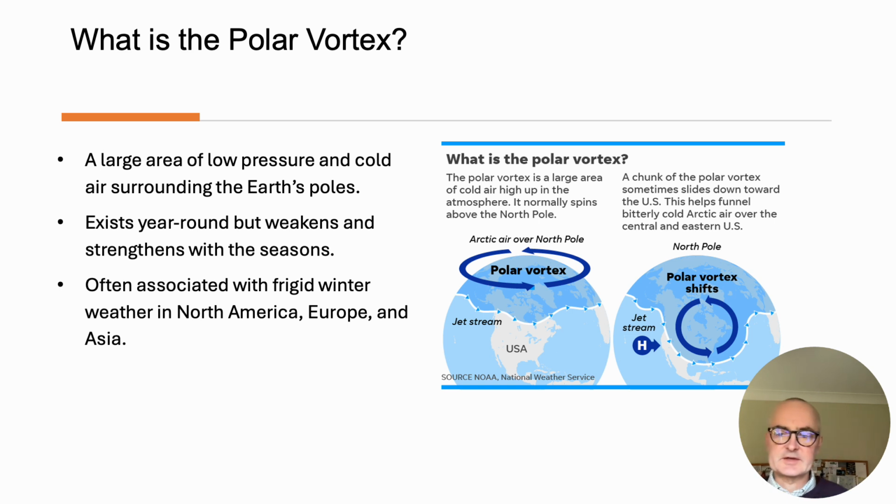The polar vortex is essentially a large, persistent area of low pressure and cold air that circulates the atmosphere above the poles, both in the northern and southern hemisphere. The circulation of air flows counterclockwise in the northern hemisphere, which is the primary focus of this presentation. While it exists throughout the year, we mostly hear about it in the winter because that's when it tends to expand and influence weather patterns in regions far from the poles, leading to extreme cold events.